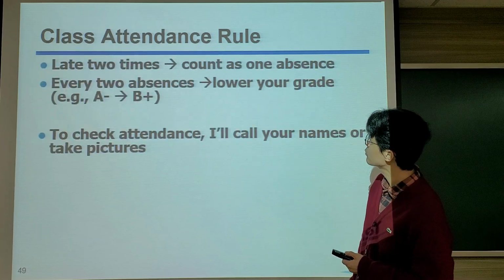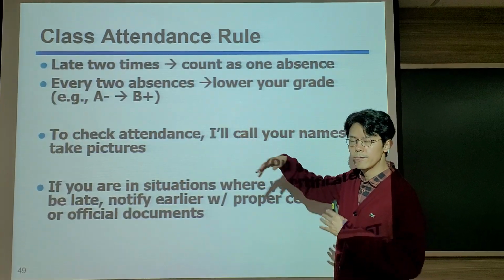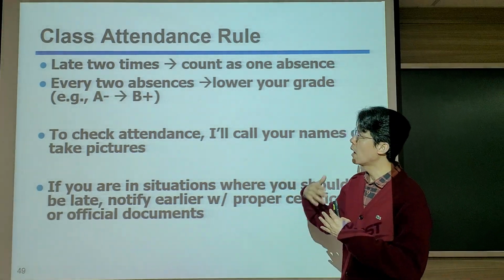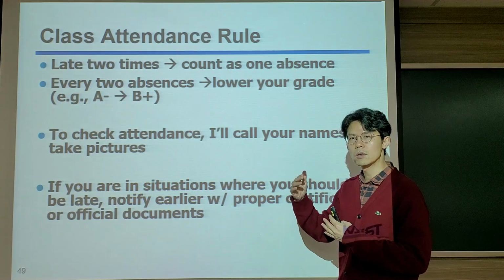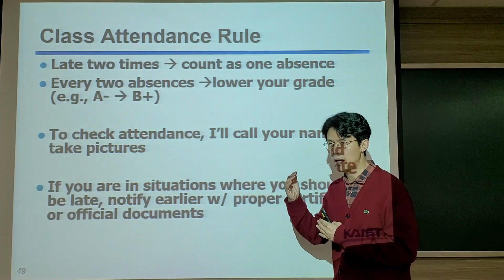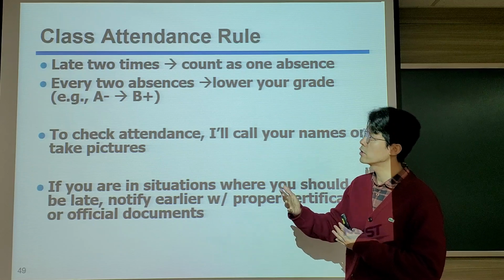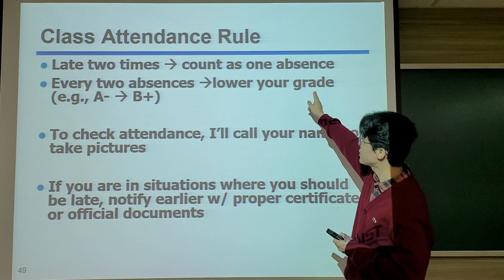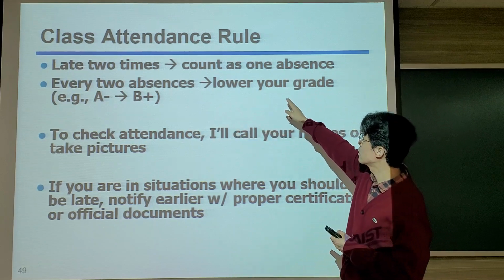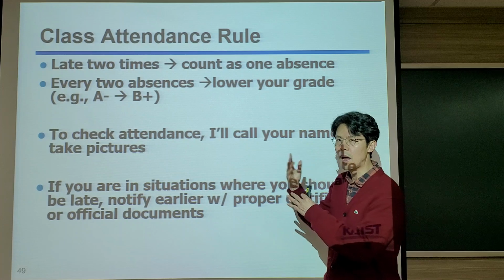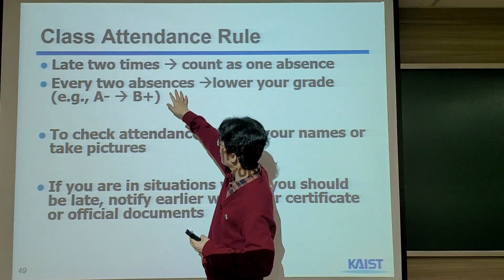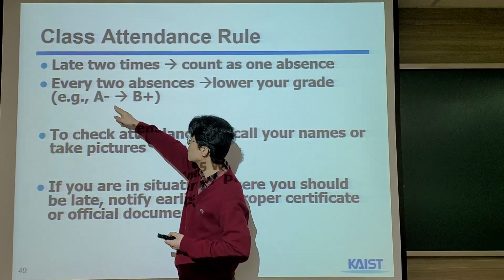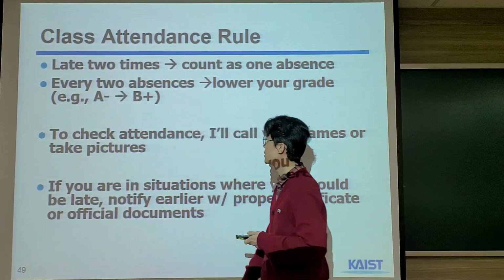These are the class attendance rules. If you are late 2 times, for example, when there's a Zoom session, then you should attend the Zoom session. Probably in the beginning or at the end of the Zoom session, I will call your name. And if you are late 2 times, then I will count it as 1 absence. Every 2 absences, I have to lower your grade. For example, based on all other activity, you got an A minus, but you were absent 2 times, so I have to lower it by 1 grade. In this case, A minus to B plus.